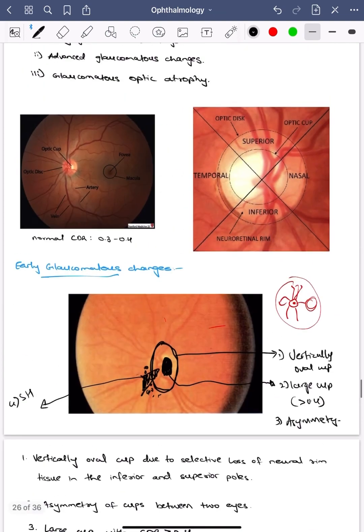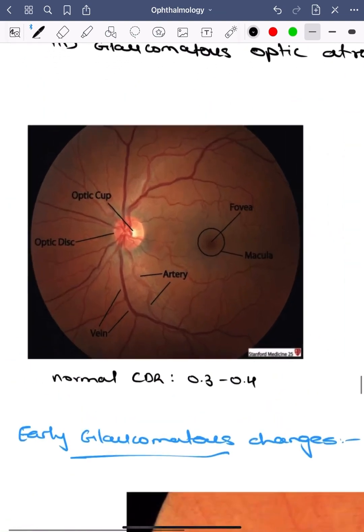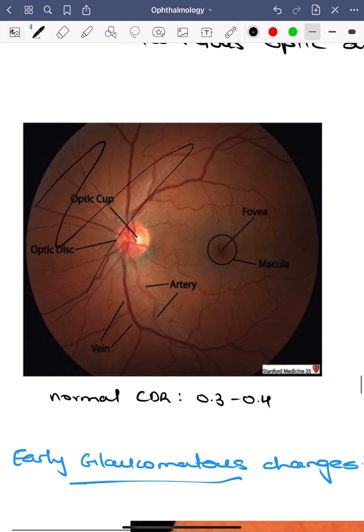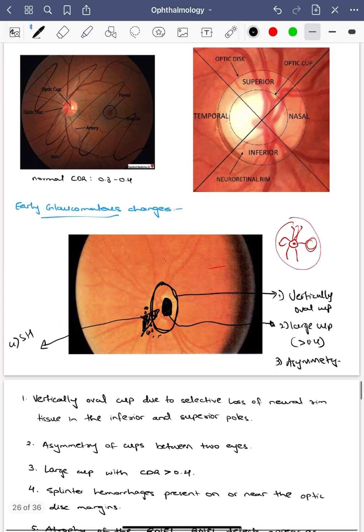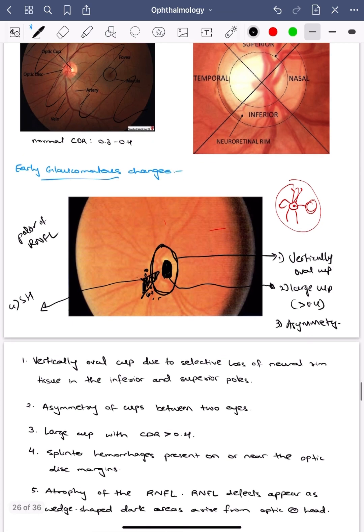Now I haven't mentioned the retinal nerve fiber layer. Now this entire background is the retinal nerve fiber layer, okay, and in early glaucomatous changes, the retinal nerve fiber layer appears pale, or there is pallor of the retinal nerve fiber layer.